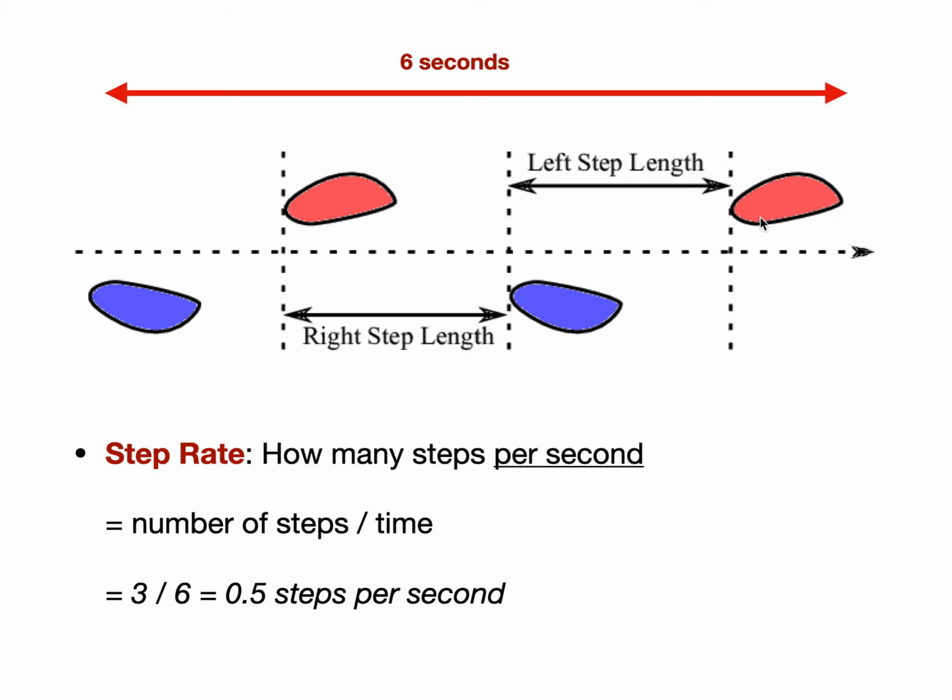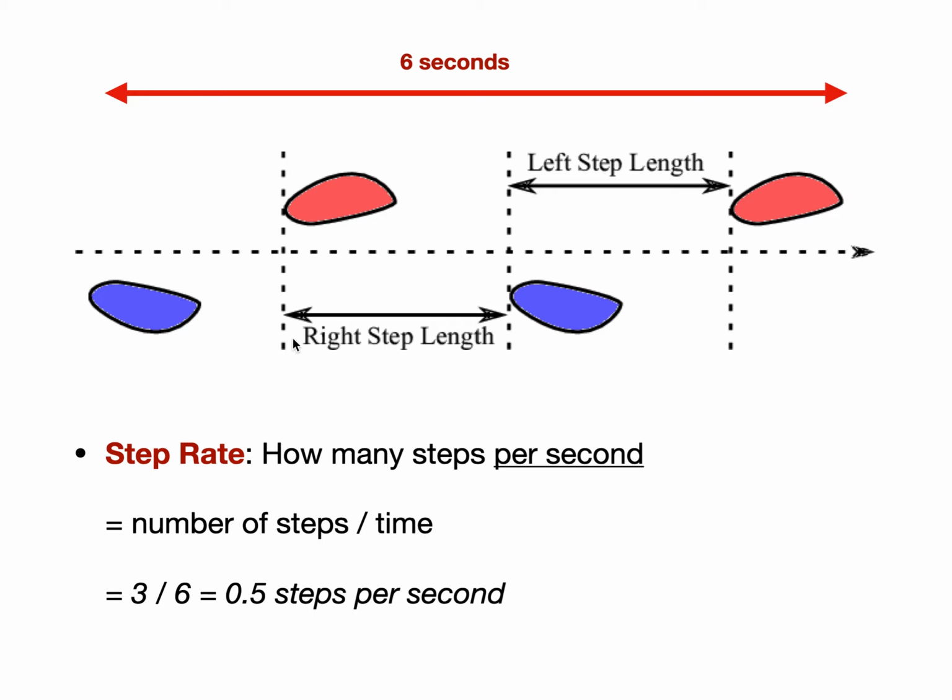The step length is the distance between two steps. So here is a step length and here is another step length. Right? So that's about step length. How about step rate? When we talk about rate, that usually means how many times per second. So step rate would be how many steps per second. So how do we calculate step rate? We use number of steps divided by time.